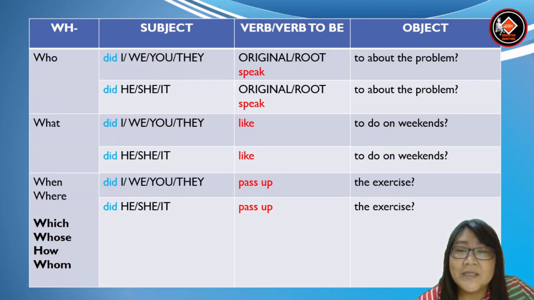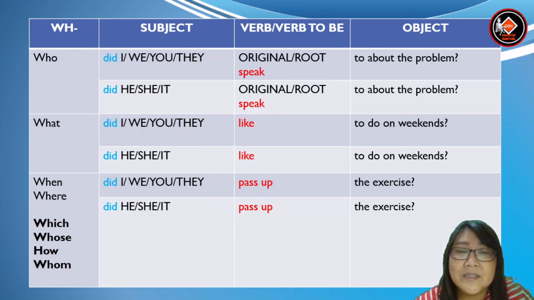And the last one we are going to look at is the past simple. Just now you did present. So for past simple, for all the subjects, in front you need to put did. So who did? And then the verb is the original or the root verb. So example, who did you speak to about the problem? Or who did she speak to about the problem? Or what did you like to do? What did you like to do on weekends?